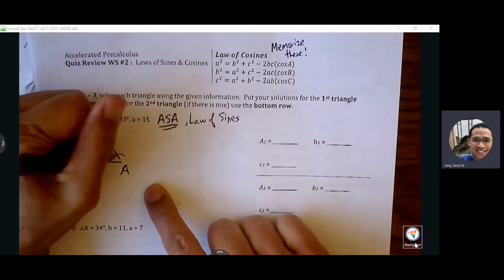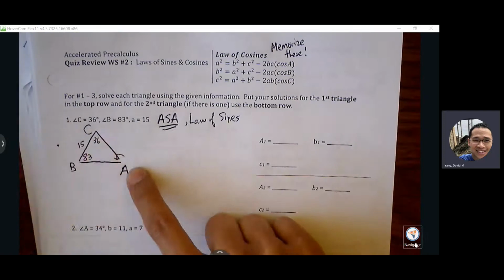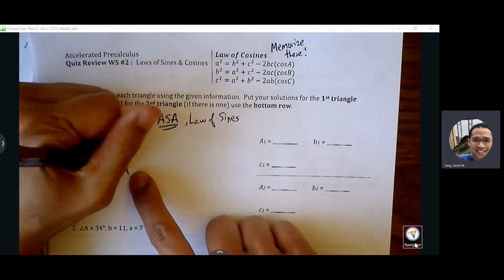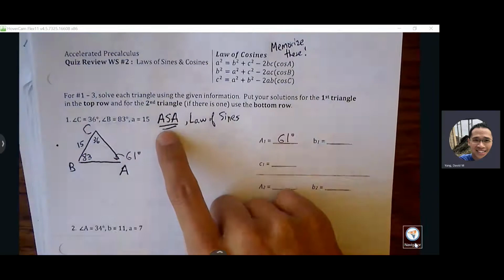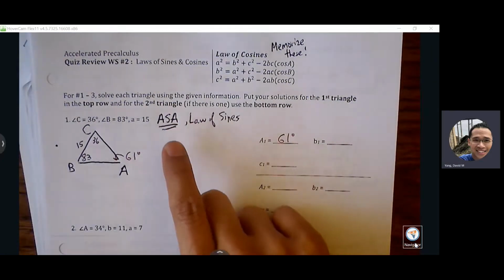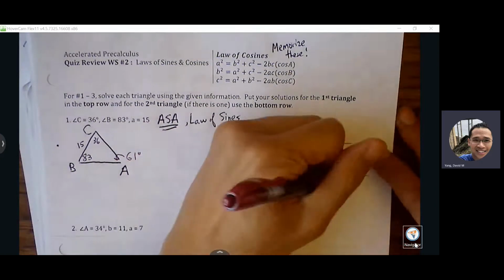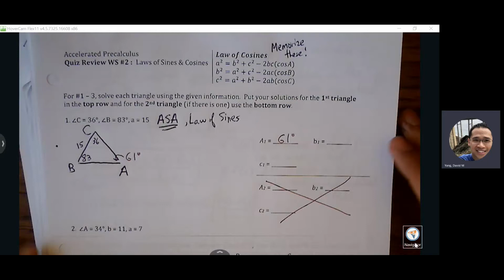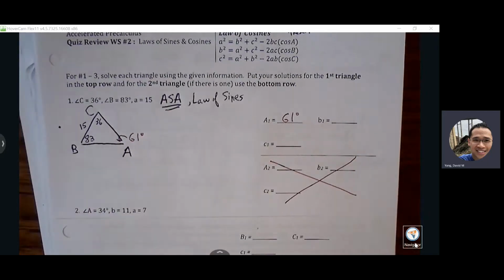So angle A is 180 minus 83 minus 36. Good. Also, by the way, the only time you're going to have potential for 2 triangles is if it's side-side-angle. So anything else, you can always just cross out that second triangle. There won't be a second triangle unless it's specifically side-side-angle, and we go through our test for ambiguity.